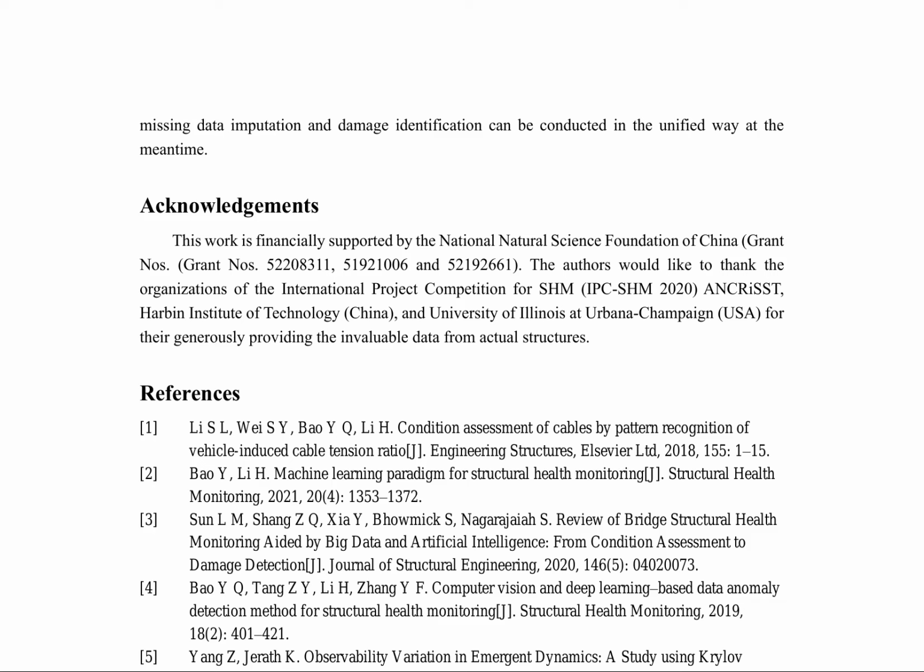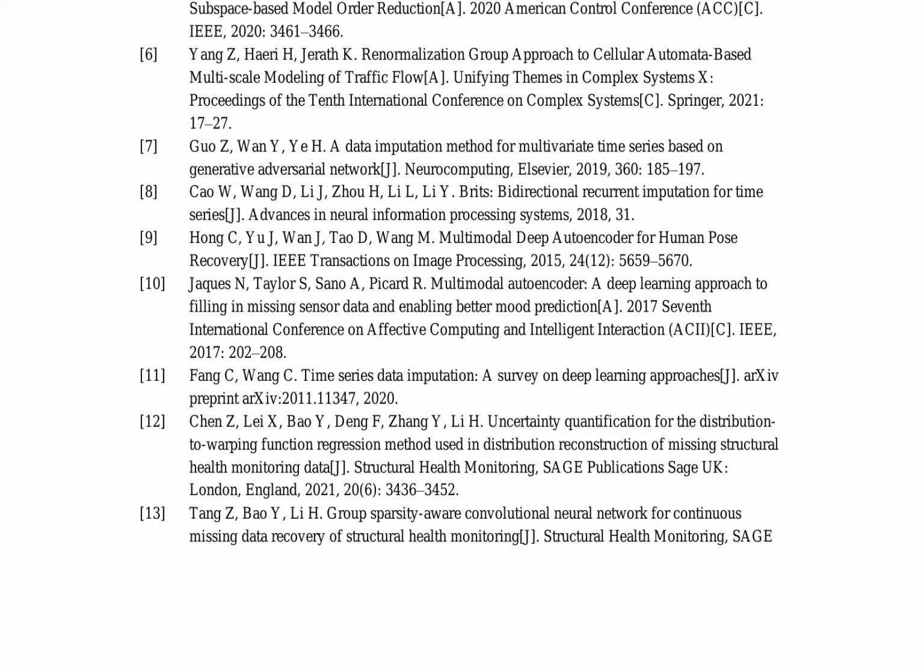The paper concludes with a comprehensive list of references, citing works related to structural health monitoring, machine learning, and data imputation. The references provided cover a range of topics, including condition assessment of cables, machine learning paradigms for structural health monitoring, and data anomaly detection methods. Additionally, the list includes papers on data imputation methods, such as generative adversarial networks and multimodal deep autoencoders, as well as works on time series data imputation and uncertainty quantification.